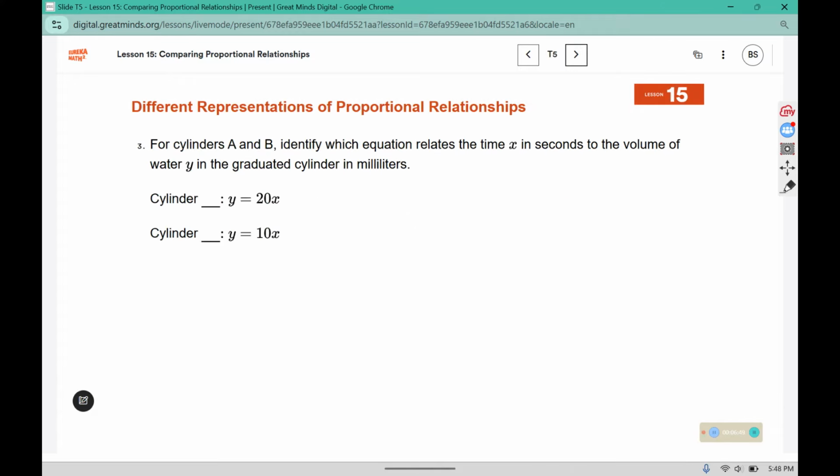For cylinders A and B, identify which equation relates the time x in seconds to the volume of water y in the graduated cylinder in milliliters. The one that filled at 20 milliliters per second was cylinder B, and the one that filled at 10 milliliters per second was cylinder A.